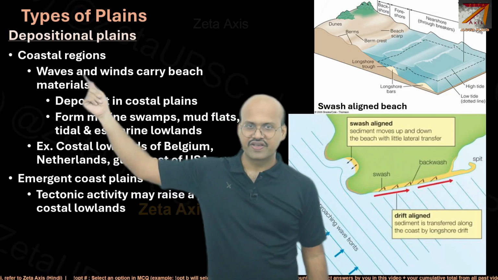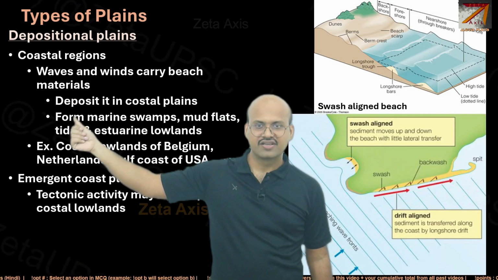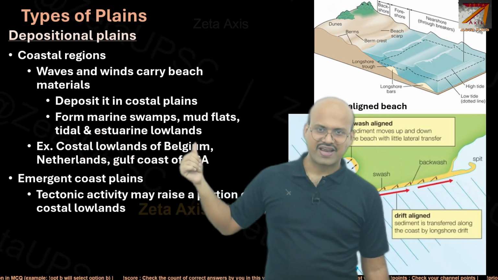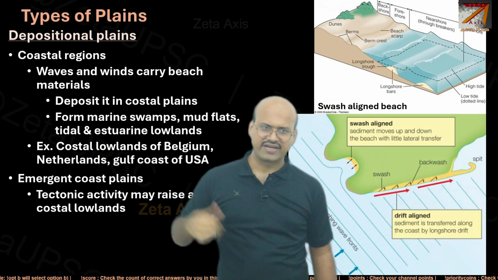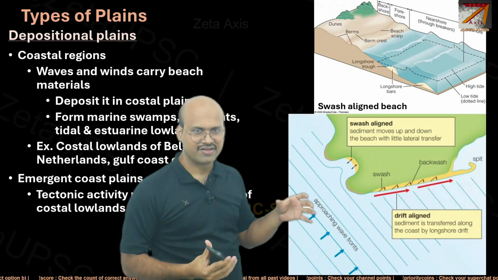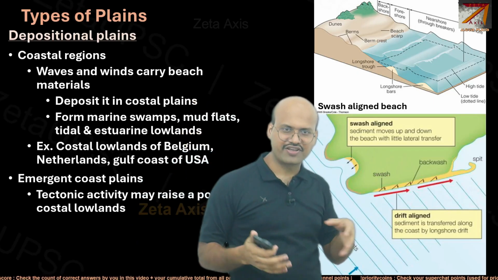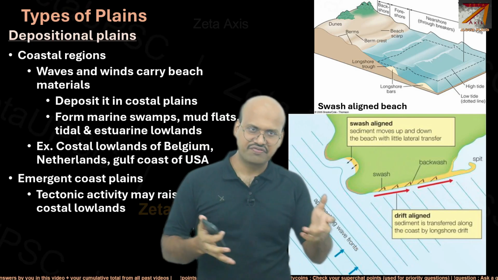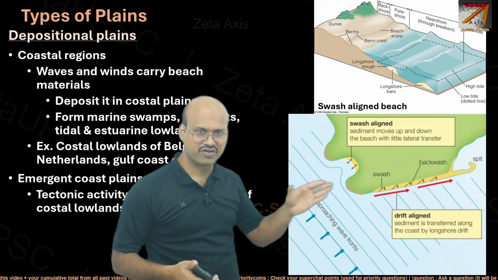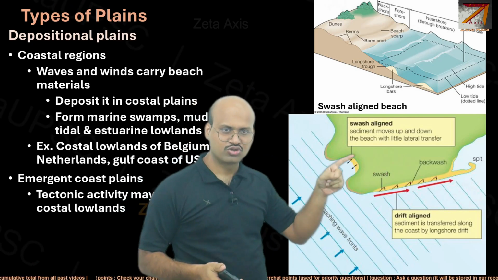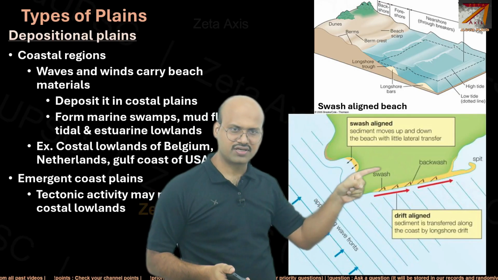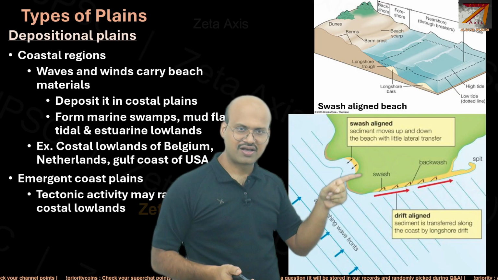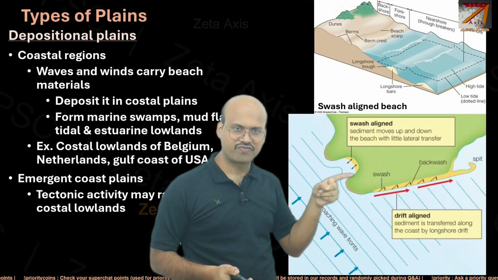Again, in the coastal regions also we see examples of depositional plains. In coastal regions, waves and winds carry beach materials deposited in coastal plains, forming marine swamps and mud flats, tidal and estuarine lowlands. So what happens? The waves and the winds. Remember, the waves will depend on the winds. So basically, the wind direction decides the wave direction. Now what happens? Suppose the waves are moving like this. So they will carry particles towards the coast and they will deposit in the region. They would form this kind of beach over here.